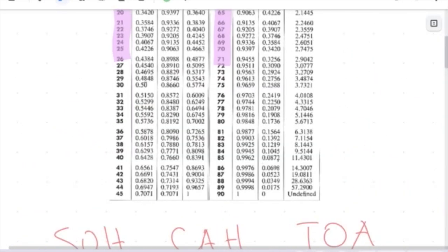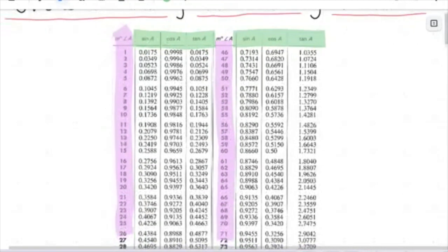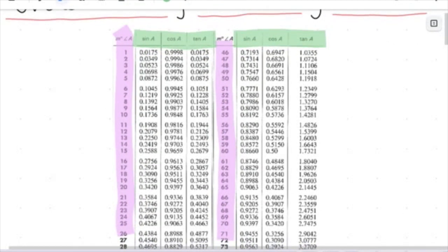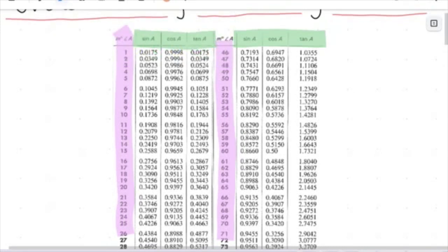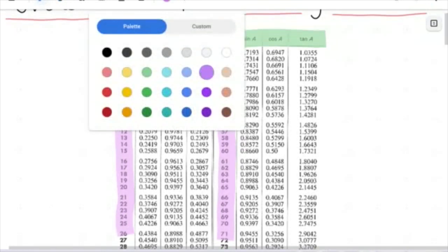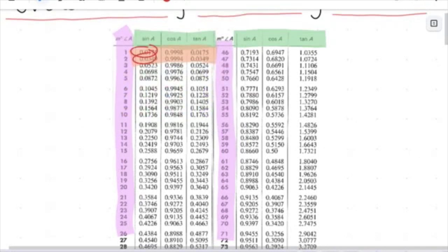Now, what I want to do is first of all look at a couple of extreme cases here, so these really small angles. For example, with an angle of 1 and 2 degrees, you may notice that the sine values are really, really small, and the cos values are very, very close to 1. Now we want to have a look at why that actually is.